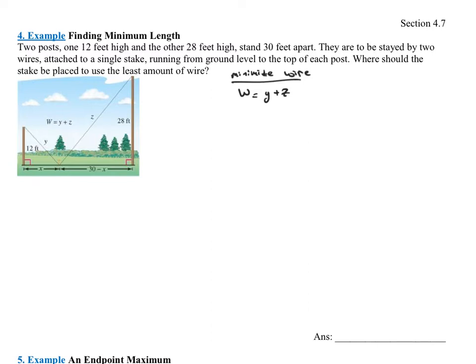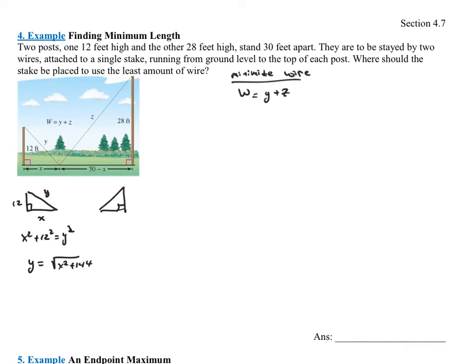But what I want you to notice is that each one of these makes a perfect right triangle. So this is x, this is 12, and this is y. If we relate this with the Pythagorean theorem, being a right triangle, we'd know that x squared plus 12 squared equals y squared. Or what we could say here is that y equals the square root of x squared plus 144.